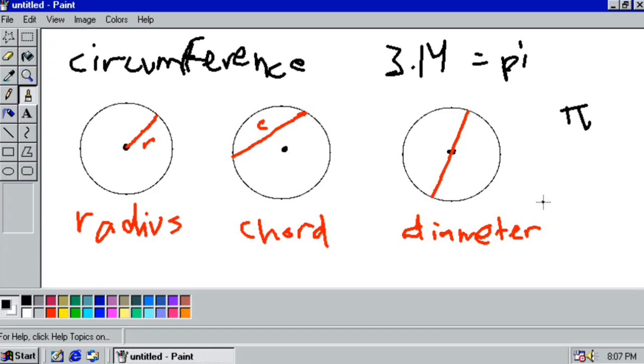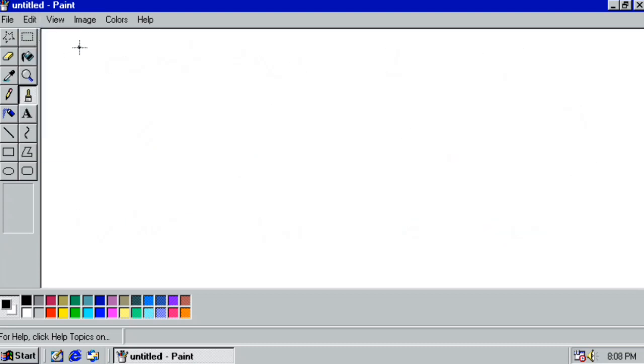When we use 3.14 as an approximation of pi, we use the symbol, which is just two wavy lines, which means approximately equal to. So the circumference of the circle is pi times diameter, or the circumference of the circle is 2 pi r.